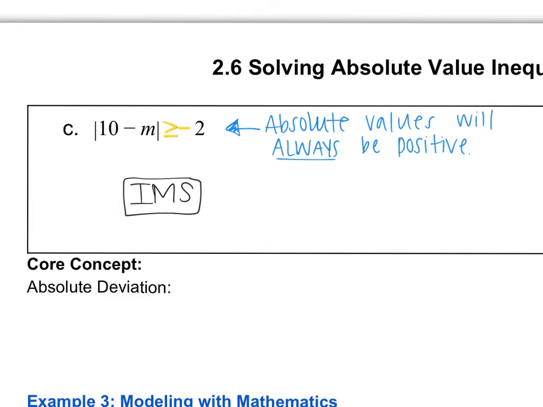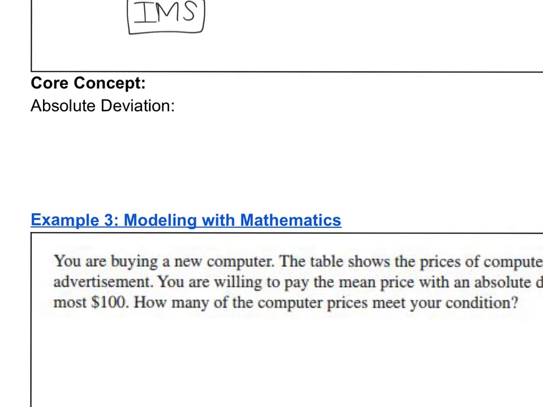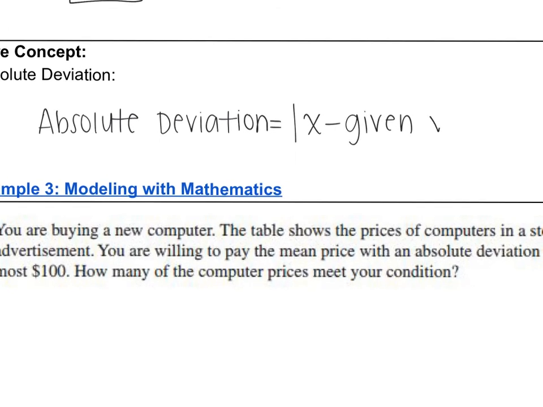The last thing we're going to talk about is absolute deviation. There's a little formula here for absolute deviation, and then we'll put that to use in example 3. The absolute deviation is equal to the absolute value of x minus our given value. So let's use this to solve example 3.